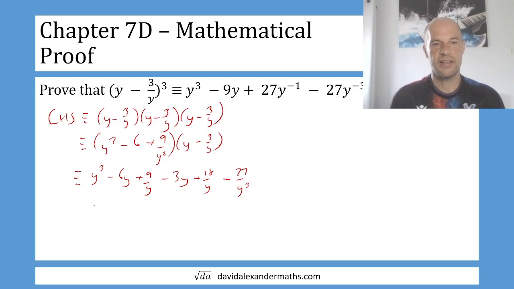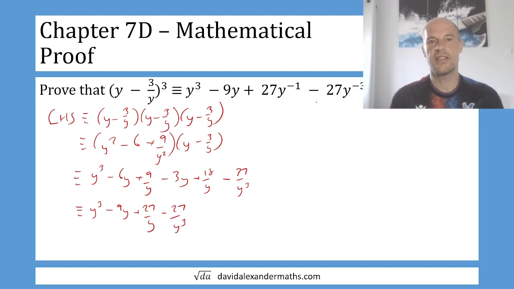Okay, now can I tidy this up a little bit? So I've got 1y cubed. I've got minus 6y and a minus 3y, so that is minus 9y. I've got plus 9 over y plus 18 over y, which is plus 27 over y. And then I've got the minus 27 over y cubed.